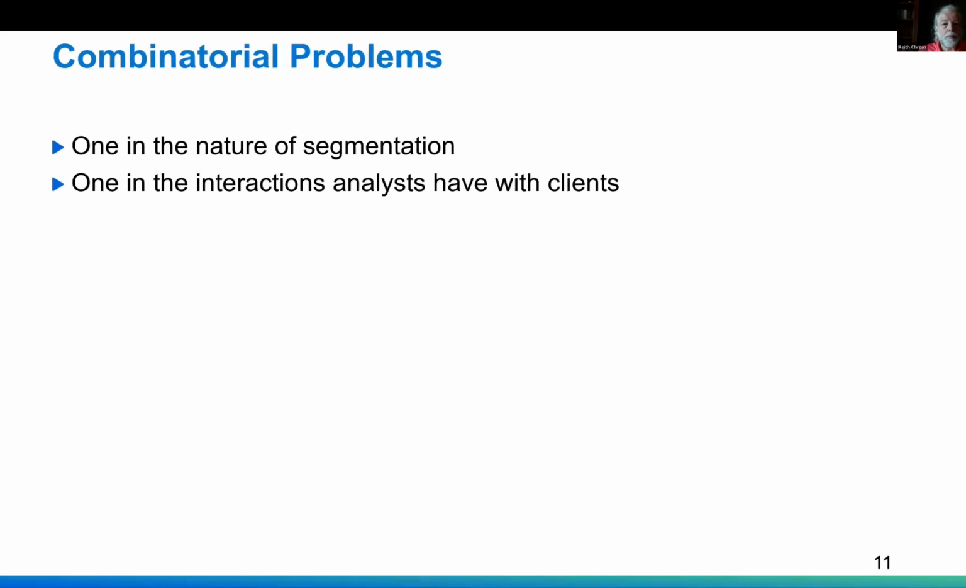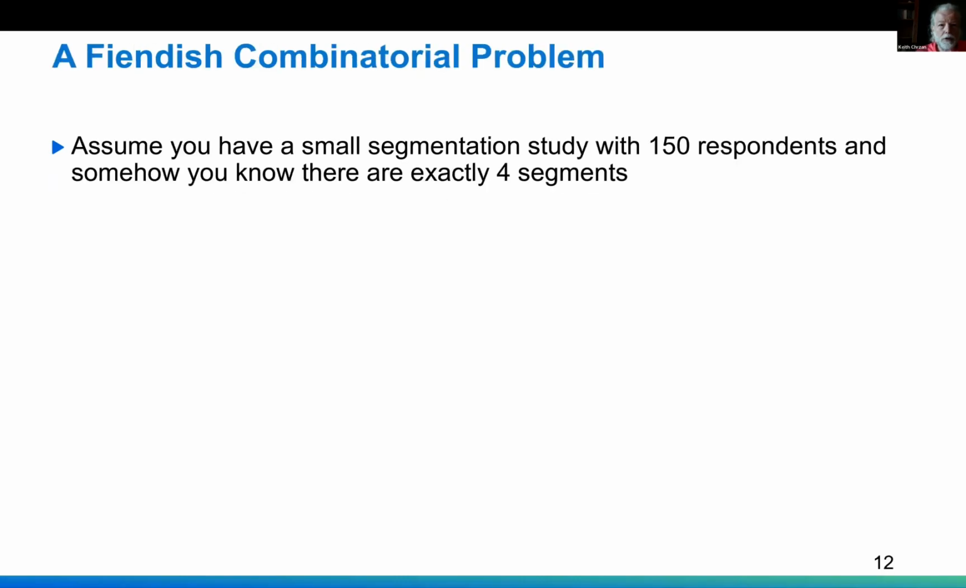Okay. So let's talk about those combinatorial problems. One is in the nature of segmentation itself, and one is in the interactions that the analysts have with clients. So let's talk about the first one first. This is the Fiendish combinatorial problem.